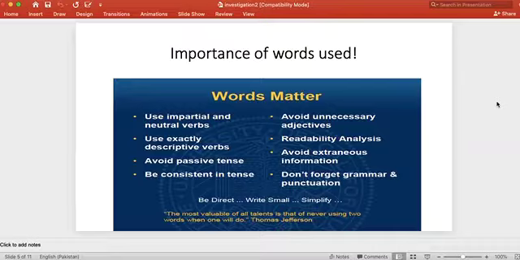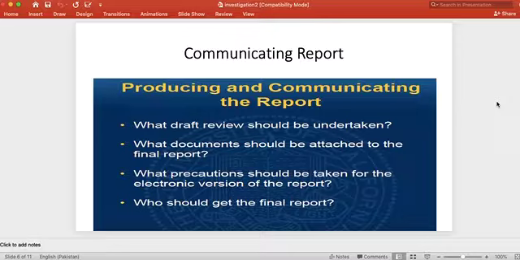So, in this way, as the words matter very much, the writer has to be very clear about the words. Then, communicating the report: how to produce and communicate the report. For this purpose, we may ask some questions to ourselves. What draft review should be undertaken? What documents should be attached to the final report? What precautions should be taken for the electronic version of the report? Who should get the final report?